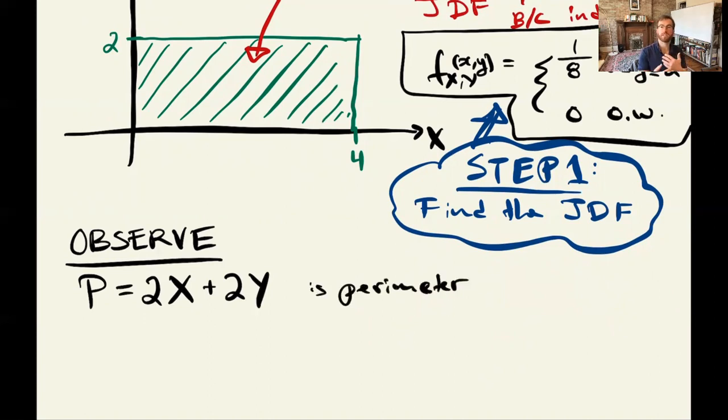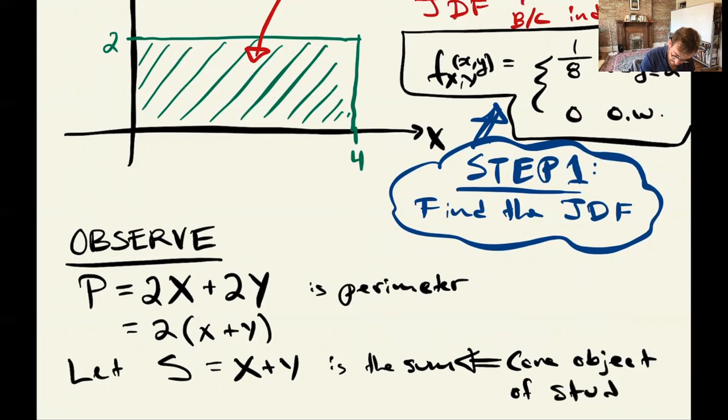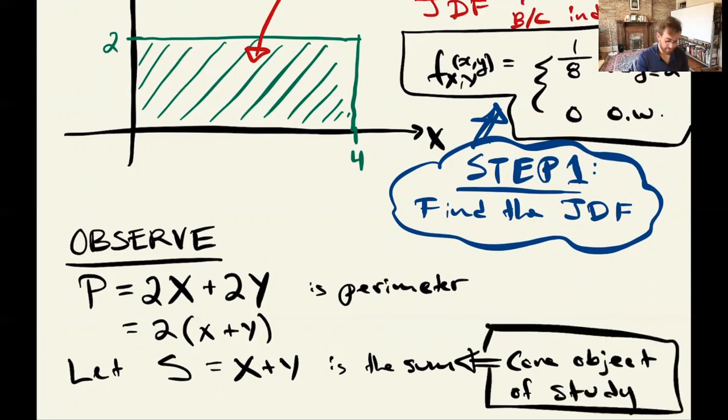So I'm going to go ahead and simplify this discussion a little bit and just focus on what's the underlying thing here, which is that all I'm looking at really is 2 times the sum of x and y. So let's let S equal x plus y is the sum. This is going to be my core object of study. All right, because we're talking about sums of random variables, but in this case, we can geometrically think of this sum as being half the perimeter.